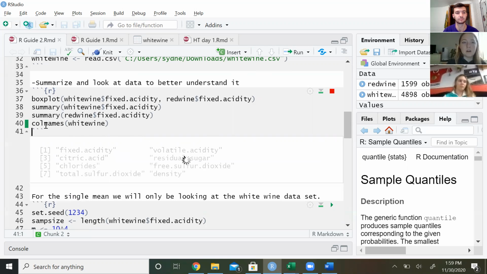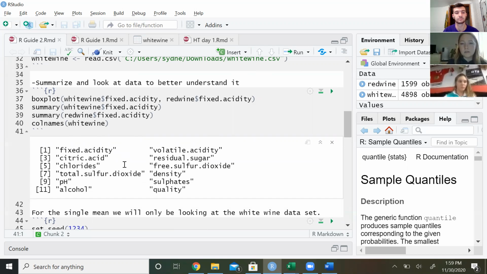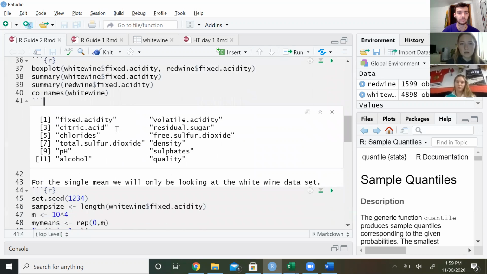And then just to see all of the different columns that we have within each data set, they're both the same. So for white wine and red wine, we have all of these different markers that our data set measured. For us, we're focusing on fixed acidity, which again is measuring tartaric acid specifically.